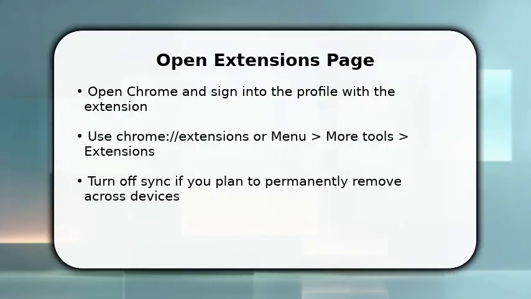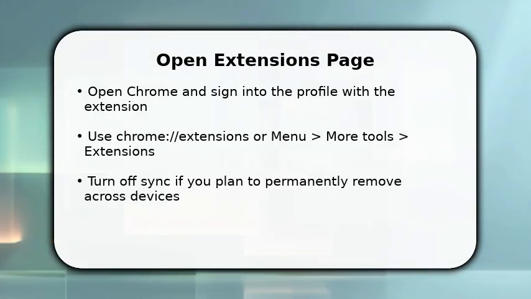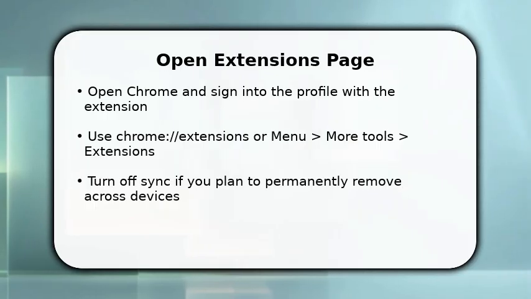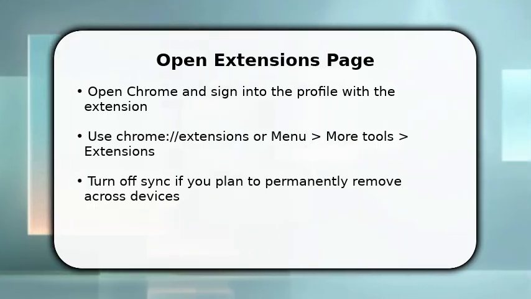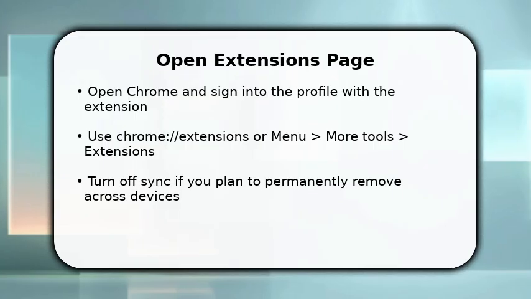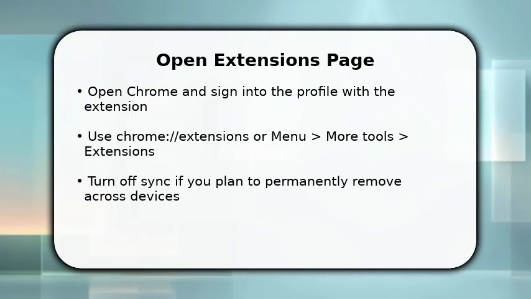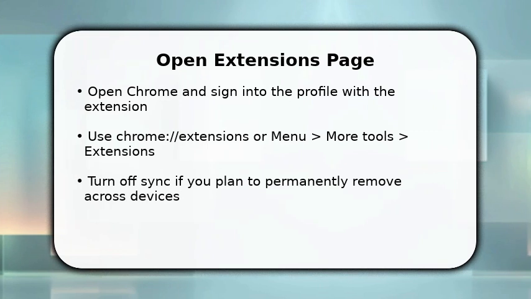You're starting the removal now. Open Chrome and make sure you're in the profile that has the extension. Once done, go directly to chrome://extensions, or choose menu, More Tools, Extensions. This puts you at the control panel where every extension is listed. Make sure Browser Sync is off if you do not want the change replicated across devices. Doing this first prevents unexpected reinstallation and ensures you act on the correct profile instead of another signed-in account.